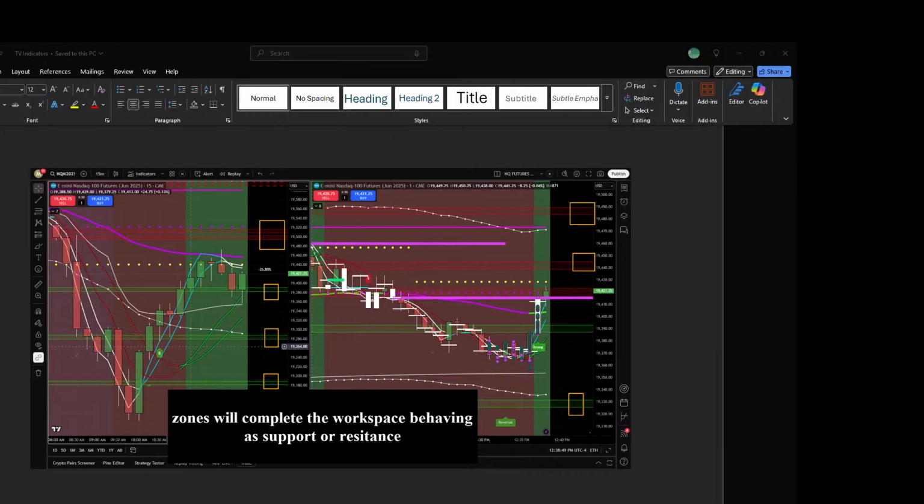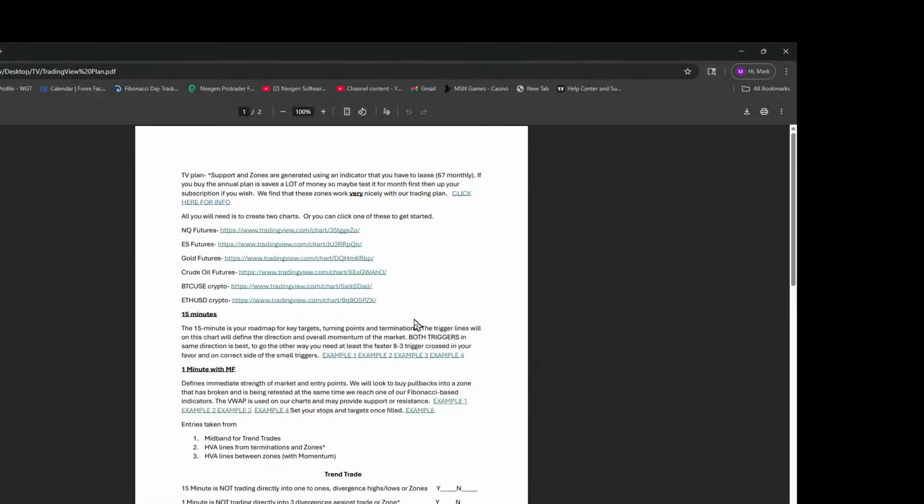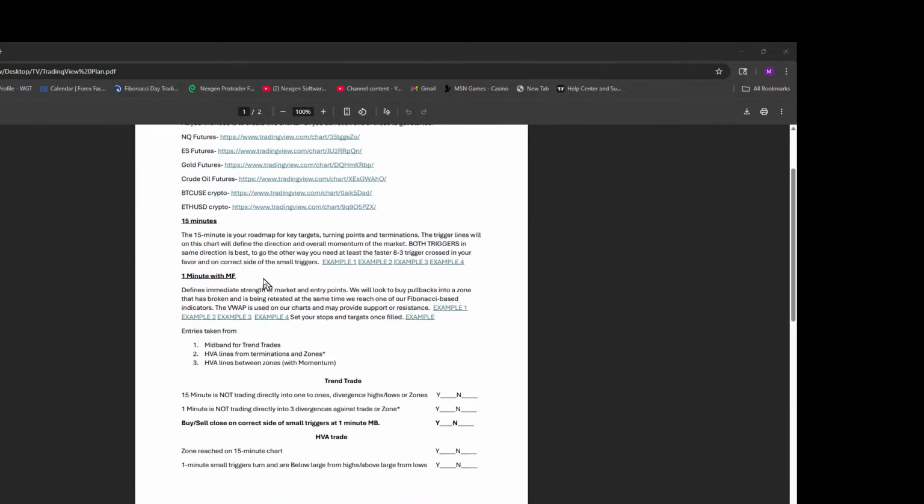Here is the TV plan. It has your workspaces if you need them. It tells you how you're going to use the two different charts. The 15-minute chart, guys, this is your roadmap for key targets. Turning points, termination. So the trigger lines on this chart will define the direction and overall momentum of the market. Both triggers in the same direction is best. That's the best of the best. To go the other way, you need at least the faster, smaller triggers crossed in your favor. There's some examples. The 1 minute defines the immediate strength of market and entry points.